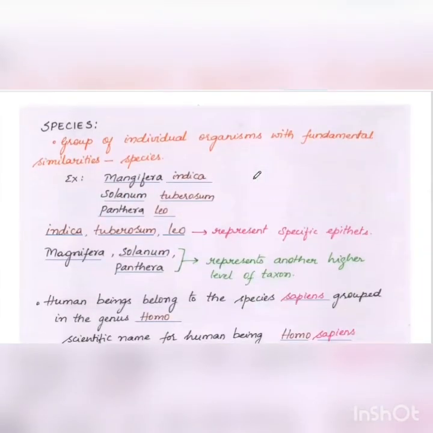And coming to species, a group of individual organisms with fundamental similarities are called species. They're closely related and they have a lot of similarities among themselves. For example, Mangifera indica, where indica is the species and Mangifera is the genus. Species is also called the specific epithet. Do not get confused. If they say specific epithet, it is one and the same as species. So indica, that is species, is nothing but the specific epithet. Similarly, Solanum tuberosum, in which tuberosum is the species or the specific epithet, and Panthera leo, where leo is the specific epithet.